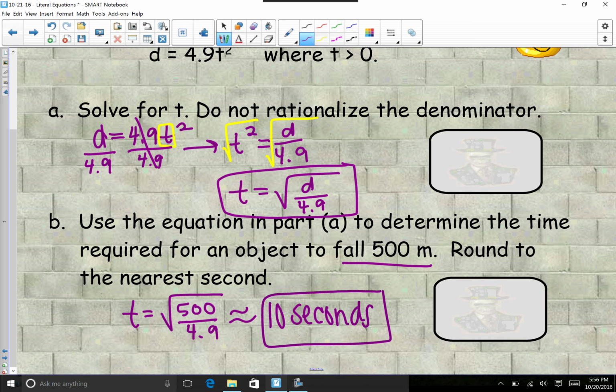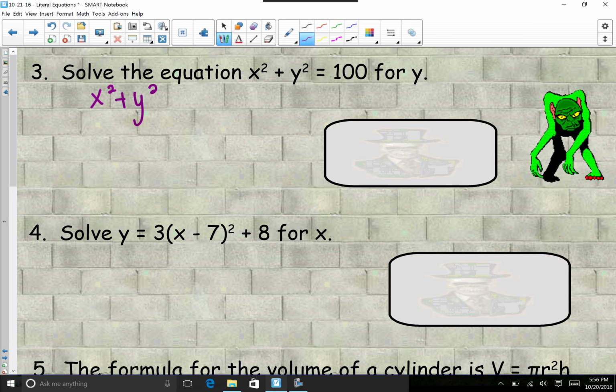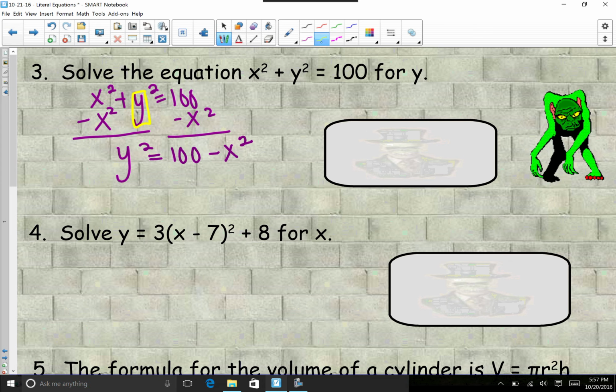Okay, number 3. Solve the equation x squared plus y squared equals 100. We're solving it for y, so I'm trying to get y by itself. The first thing I see, I need to subtract x squared from both sides. It's going to leave me with y squared equals 100 minus x squared. Then we can take the square root of both sides. You end up with y equals, for this one we would take plus or minus because we don't really have a context here. So plus or minus the square root of 100 minus x squared. And that's it.